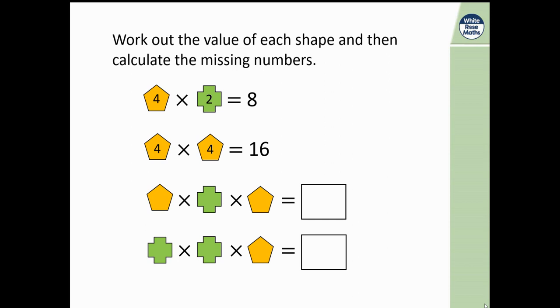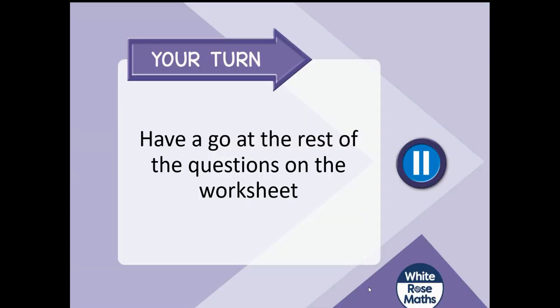So you can see that if it's the same shape, then it needs to be the same number. So 4 times 2 is 8, 4 times 4 is 16. So we've got the answer is 32 there. If 4 times 2 is 8, and then times 4 again is going to give us 32. 2 times 2 is 4, times 4 is 16. Have a go at the rest of the questions on your worksheet, and I look forward to seeing your work.